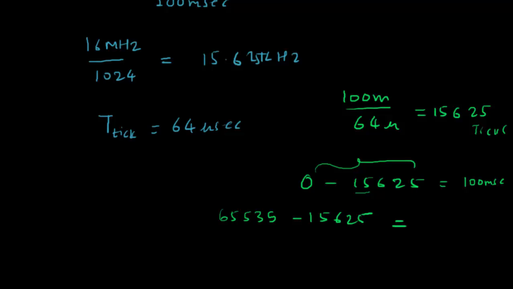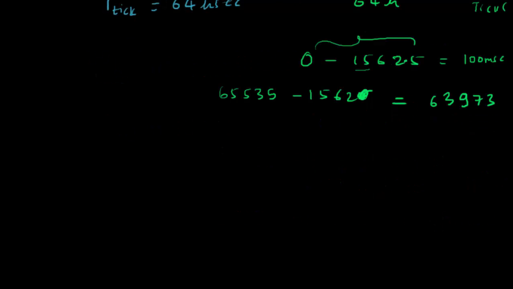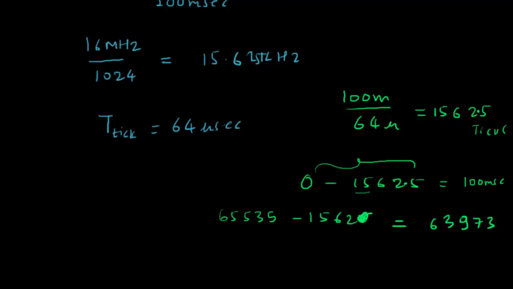Okay, I made a mistake here. It is 1562.5. So 100 milli divided by 64 micro is 1562.5, so let us take that as 1562 itself. So 65,535 minus 1562 is 63,973. So what we do is configure timer 1 and start it with a value of 63,973, and it would count 1562 counts and generate a delay of 100 milliseconds, and with that 100 milliseconds we will blink an LED.